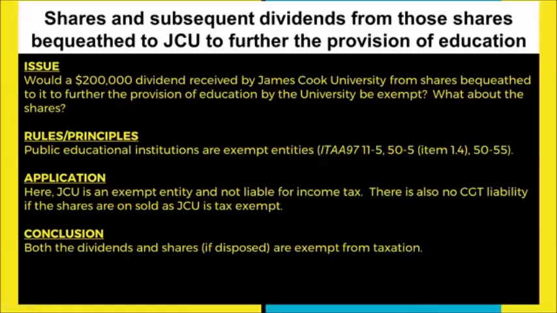The relevant sections there are 11-5, 50-5, and it's somewhere in that table in item 1.4. And so JCU, it's an exempt entity, it's not liable for tax. And there's no CGT liability either. The CGT, at the end of the day, is when you make a capital gain, upon disposal, it's added to your income in that particular year, and if you're an exempt entity, it doesn't matter, because you're not paying tax either way.